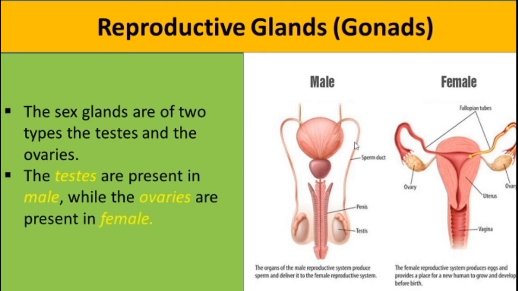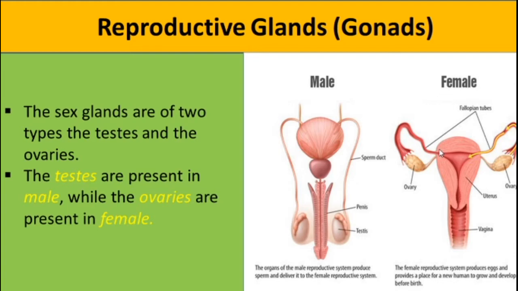So, this is the male reproductive system. The male reproductive system contains a pair of testes, located below the abdominal region. And this is the female reproductive system. The female reproductive system contains a pair of ovaries, located in the abdominal region in females. Clear? So, the testes are present in males and the ovaries are present in females.